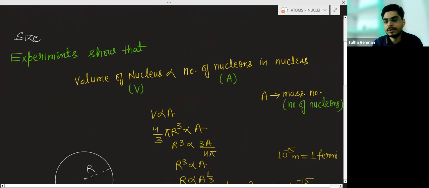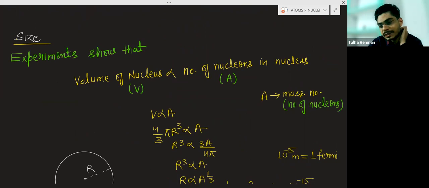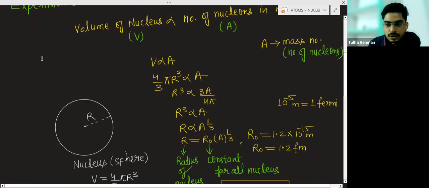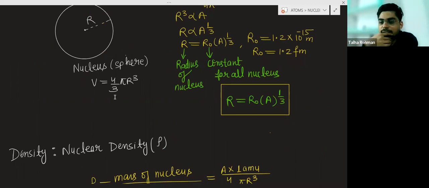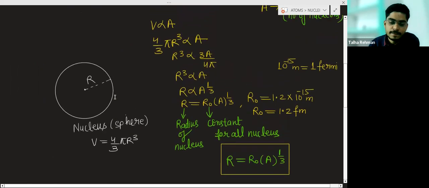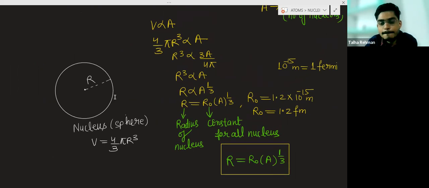Now this is the size of the nucleus. Size of the nucleus means radius. You are calculating radius or volume. Okay. After that, the density of the nucleus. To calculate density, what is density? Fawaz, can you tell me what is density? What is the formula for density? Any idea?